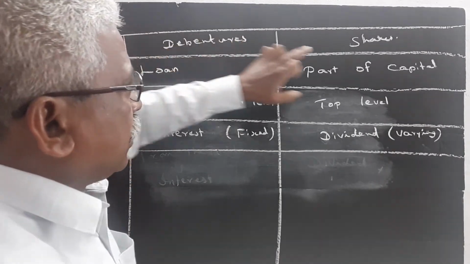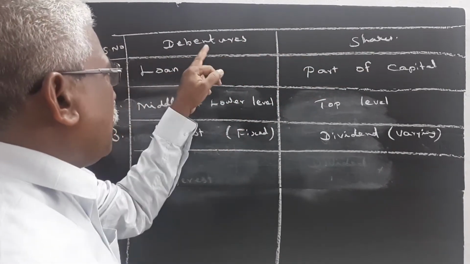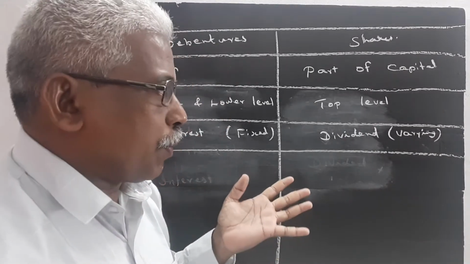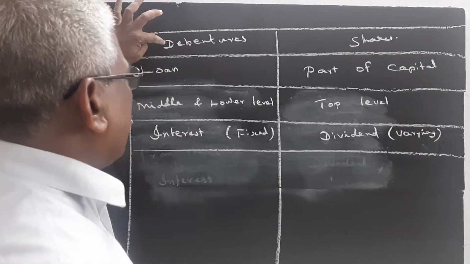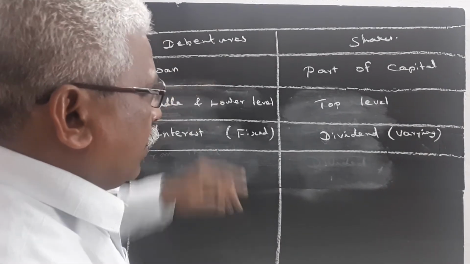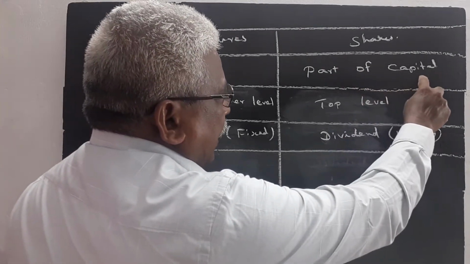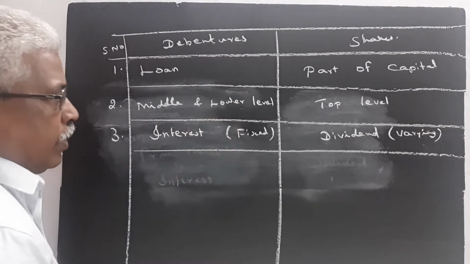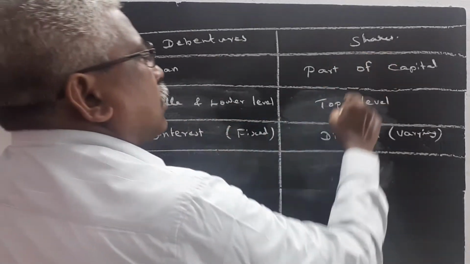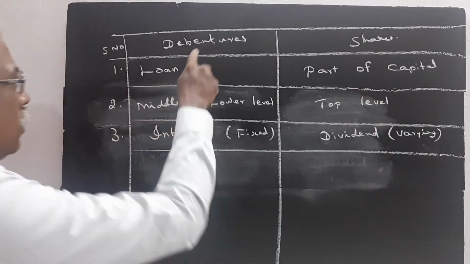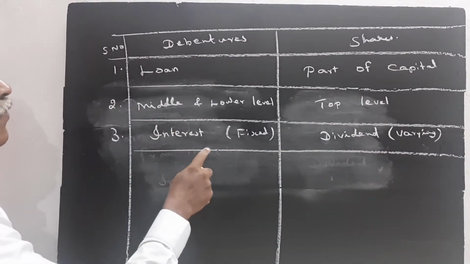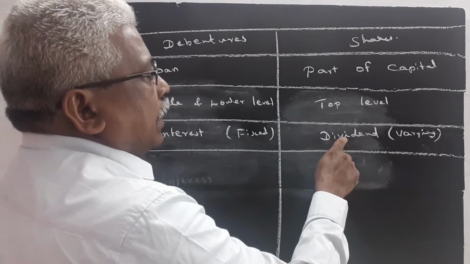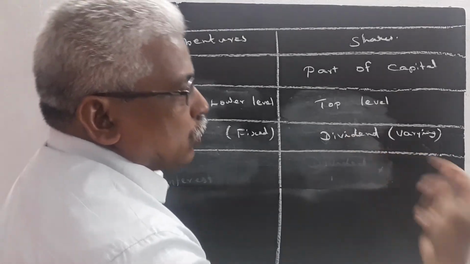What are the differences between share and debenture? Debenture constitutes a loan of a company. I am telling the same words again and again for the purpose of remembrance. Share is the part of share capital of a company. The debentures are in the middle and lower level. Shares are in the top level. The debenture holders are getting a fixed rate of interest. The shareholders are eligible to get the dividend. The dividend varies year to year.